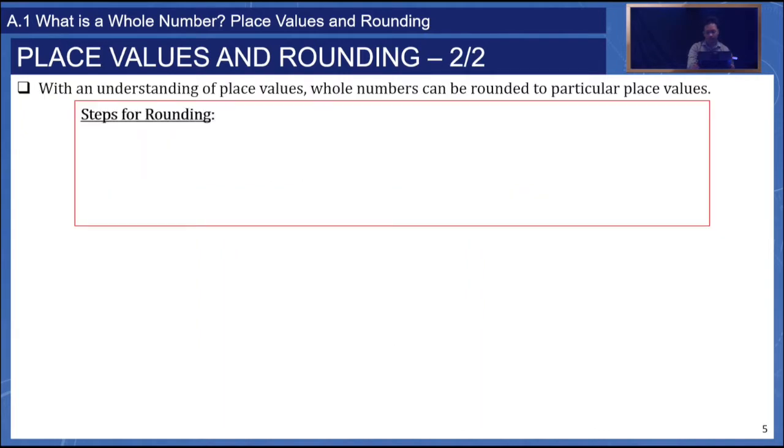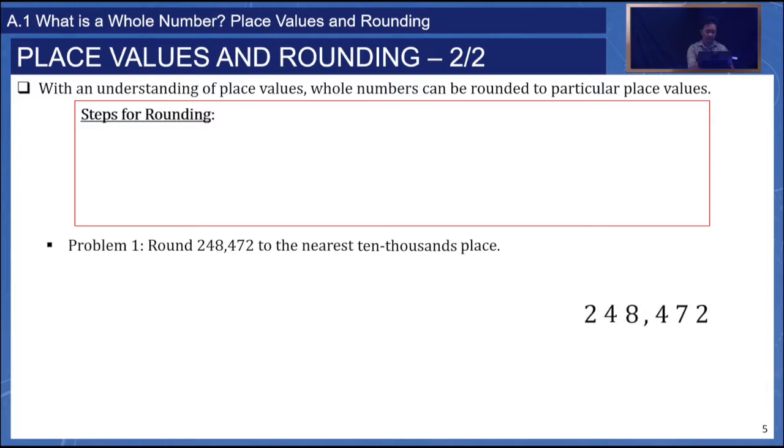Now let's talk about rounding. So whole numbers can be rounded to particular place values, and there are steps for rounding, but rather than me just reading to you what the steps are, let's first do an example and then find out what the steps are. So here you have a problem, round 248,472 to the nearest 10,000ths place. How do you do that?